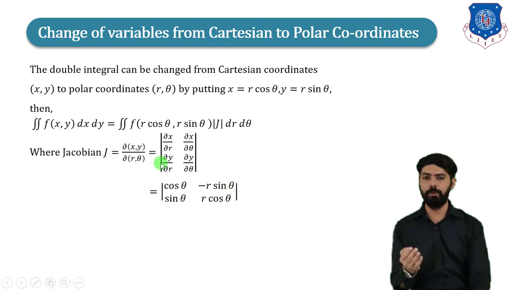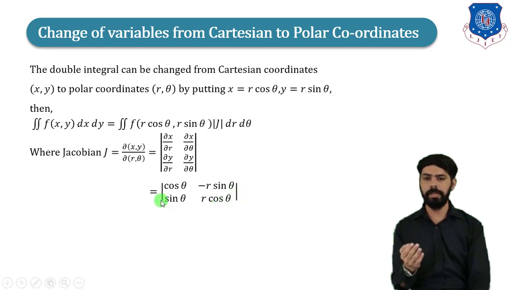Now we will have to find out del y by del r. That means we will have to take partial derivative of y with respect to r. So here theta will be constant, therefore sin theta will be as it is and derivative of r will be 1. So it will be sin theta. Then next we will have to find out del y by del theta. That means we will have to take partial derivative of y with respect to theta. So here r will be constant, so r will be as it is and derivative of sin theta will be cos theta. So it will be r cos theta.